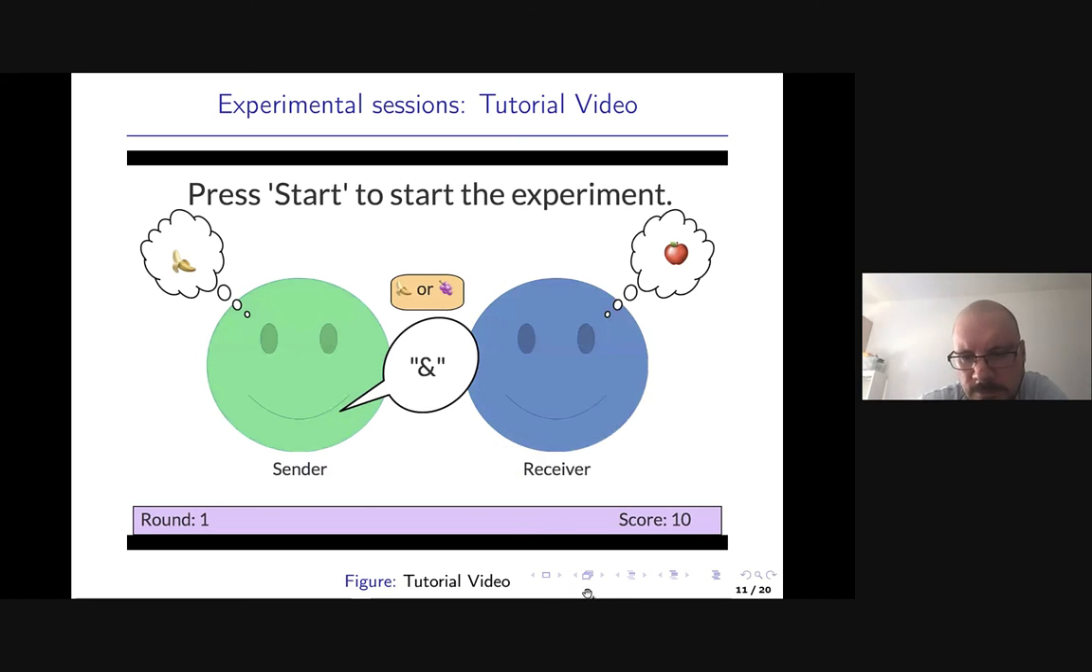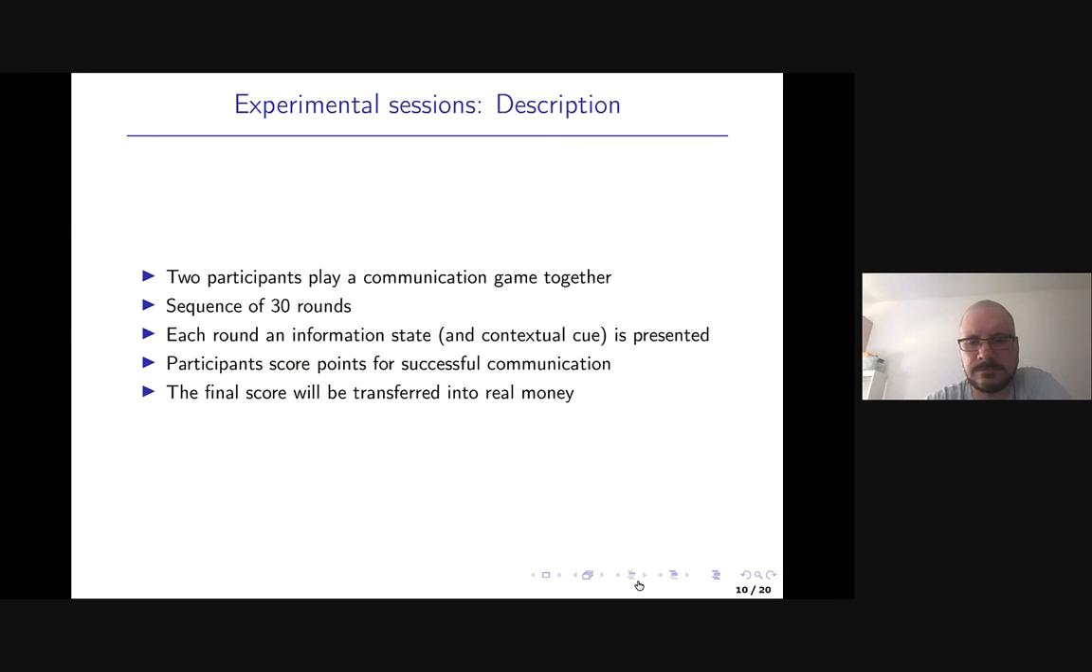Yeah, so this was a video so that you have an impression of how this looks and how this experiment is played. And as you can see, the contextual cues are in fact very informative. You could also have just a random kind of symbol, which the participants then also have to learn correlates with specific information states. But we wanted to push the participants to use these contextual cues even more. Yeah, so this was the game.